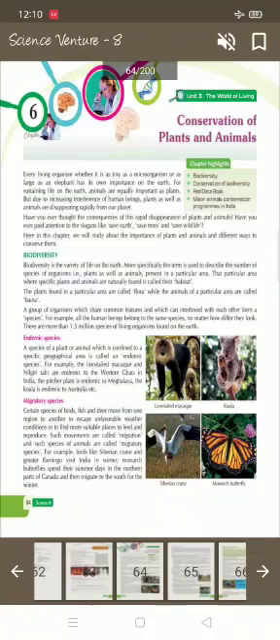Endemic species. A species of plant or animal which is confined to a specific geographical area is called an endemic species. For example, the lion-tailed macaque and the Nilgiri tahr, etc.